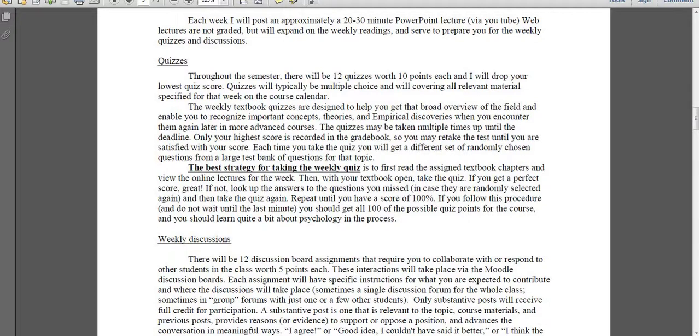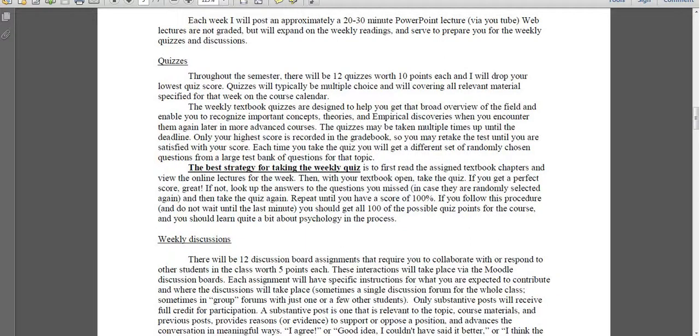The quizzes can be taken an unlimited number of times during the week. Each time you take the quiz, you have 12 minutes to take the quiz. And then after the quiz, there is an 8-minute grace period where you cannot retake the quiz. And after that 8-minute grace period, you are then free to retake the quiz again.